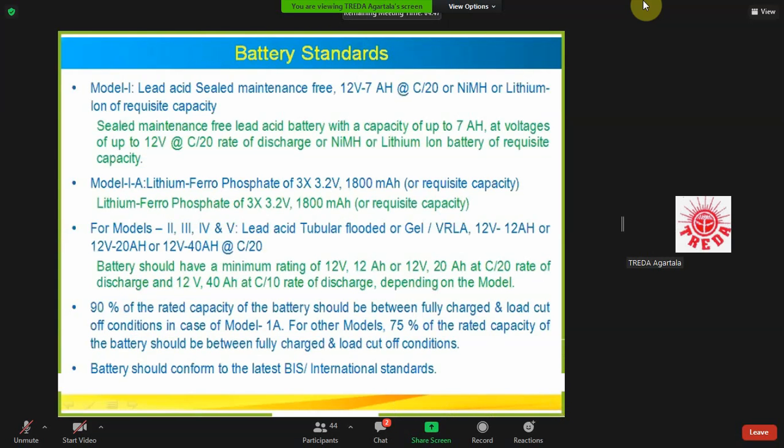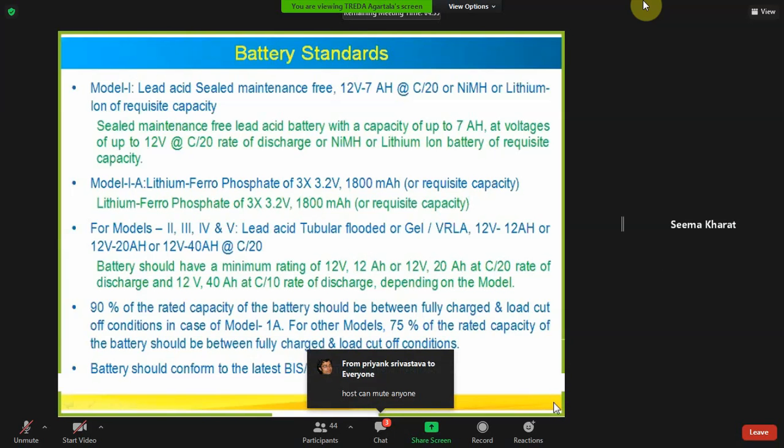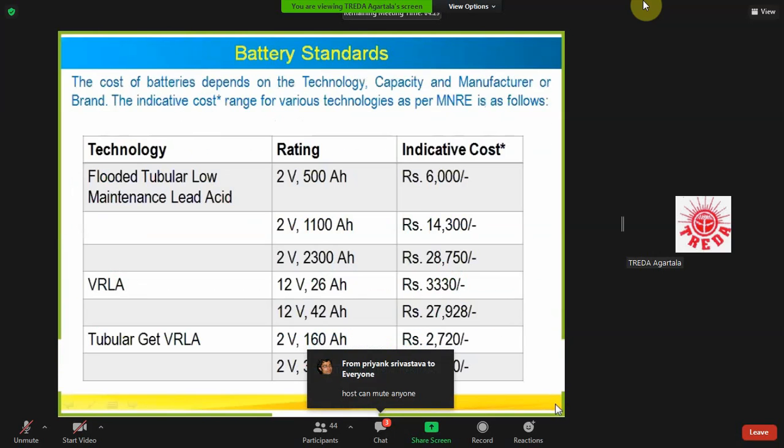Battery standard, it is also this model 1, model 2, model 4, so many types of battery there. This is written in the chart. I will not explain more.